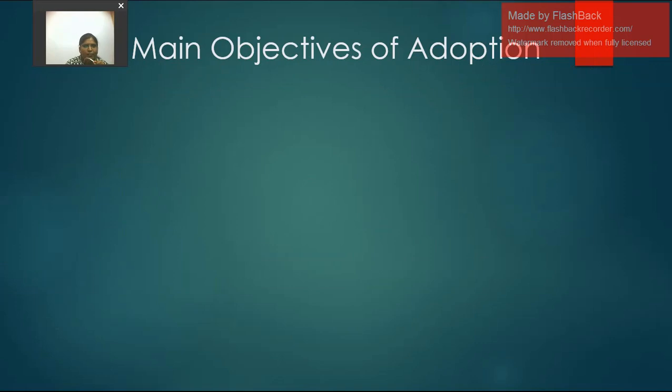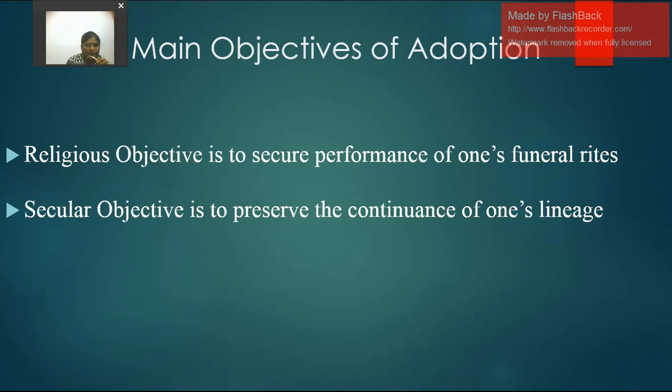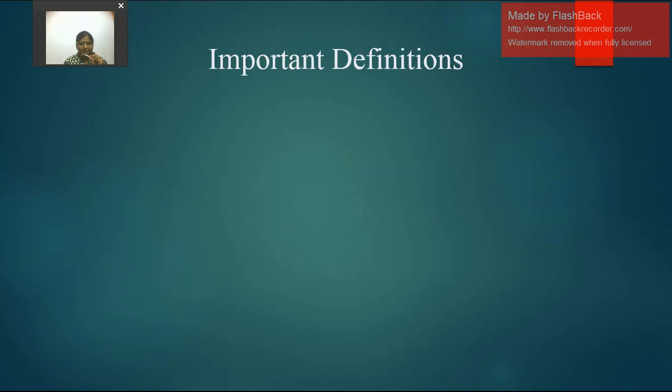So moving on to our next slide, which explains the main objectives of adoption. If you see, basically there are two objectives of adoption recognized under Hindu law. One is religious and the other is secular. Religious objective is to secure performance of one's funeral rites, whereas secular objective is to preserve the continuance of one's lineage. And the same view was laid down in Inder Sharma versus Kartar Singh in the year 1966.